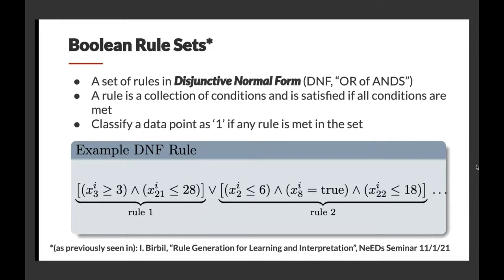Each rule is just going to be a collection of conditions that are going to be satisfied if all the conditions are met. So in this example down here, the conditions of the first rule could be that the third feature is greater than or equal to 3, and the 21st feature is less than or equal to 28. And for our decision set, we're going to classify a data point as having the positive response, so 1 or true, if it meets any of the rules in the set. And the idea is that the fewer rules we have, with fewer clauses, the more interpretable our model is going to be.